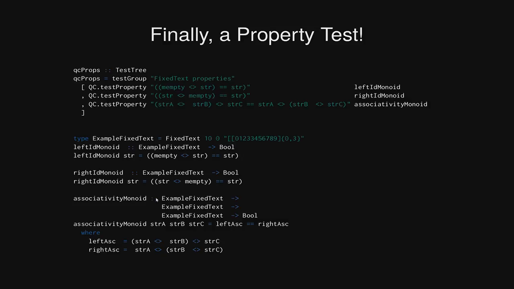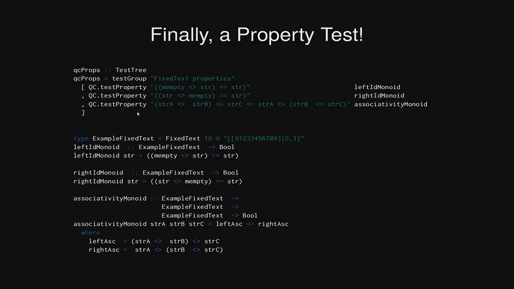Associativity monoid. I have example fixed text, example fixed text, example fixed text. Well, that's really useful. So down here is a little more information. Left associativity: I have some string, again generated by QuickCheck, and some other string generated by QuickCheck, concatenated together, and then concatenated with the third one. And then with the right associativity, I have some string concatenated with two others.